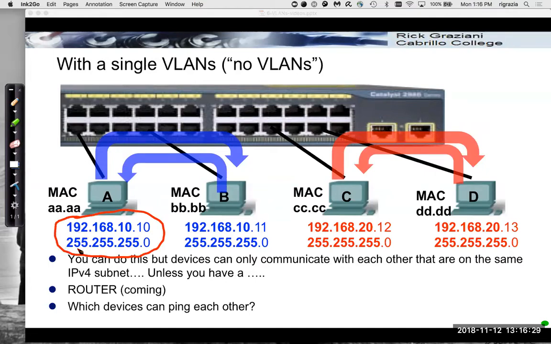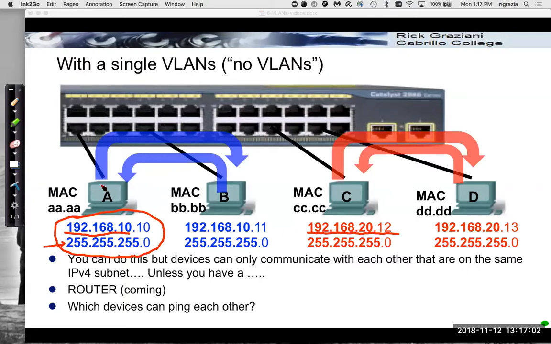It does the bitwise AND operation and knows that it belongs to the 192.168.10.0 network. Remember, these devices live in a logical bubble. So if it had a packet to send to C, it would see that the destination IPv4 address is 192.168.20.12. A would use its own subnet mask, because it doesn't know the subnet mask of C, do a bitwise AND operation and realize, oh, hey, C is on another network.